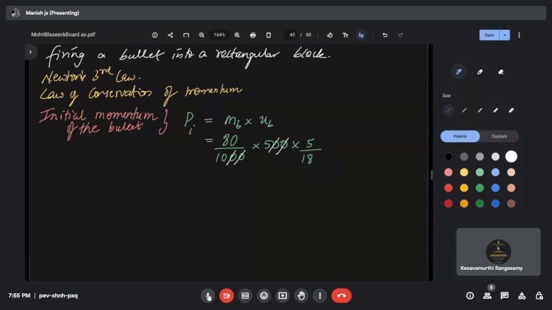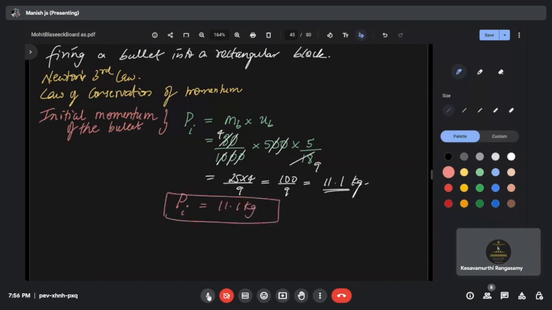Zeros you can cancel, and you can also cancel this. 9s are 2, 4s are 8, and 5 5s are 25, times 4 upon 9. So 25 times 4 would give you 100 upon 9, which would roughly be 11.1. So the initial momentum is 11.1 kg m/s, approximately. So we found out the initial momentum.